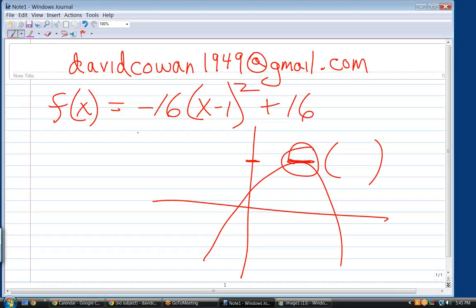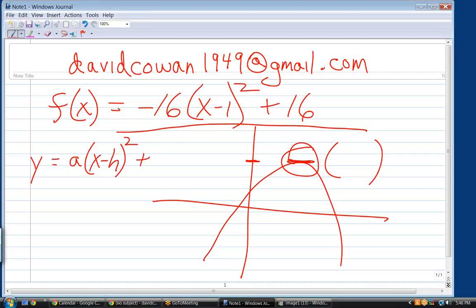Well, notice they've given this to us in vertex format. Remember what vertex format was? It was a times x minus h squared plus k. H is the x-coordinate of the vertex, k is the y-coordinate of the vertex. So what are my coordinates on that vertex? In other words, what is h and k?